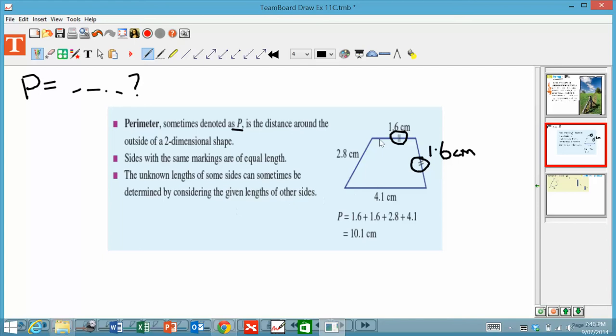So to find the perimeter, you are basically just adding up the side lengths around your two-dimensional object. In this case, we've got 1.6 plus 1.6 plus 2.8 plus 4.1. Add all of them up and you get 10.1 centimeters as your perimeter, the distance around the outside of a two-dimensional shape.